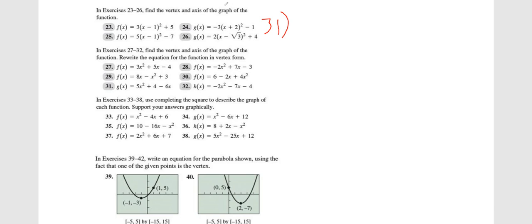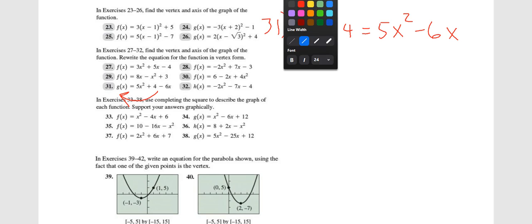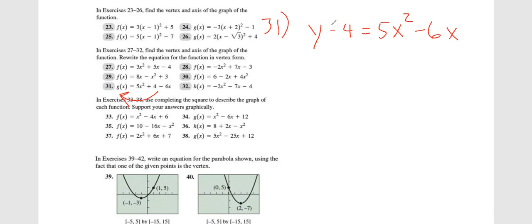So we have y minus 4. We're pushing that 4 to the other side of the equation. And then on this side we have 5x squared minus 6x. Yep, this is going to get ugly. Alright, so I'm glad I'm doing this one with you. Now if we use my b squared over 4a, we're going to get 36 over 20.